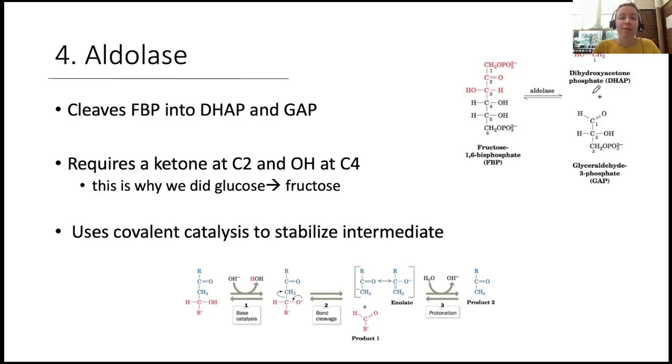Next up, step 4 is performed by the enzyme aldolase. We are taking fructose bisphosphate, so this is the molecule with the 2 phosphates, but now you're seeing it in the linear form. And we are chopping this molecule in half into 2 3-carbon unit molecules, into GAP and DAP.